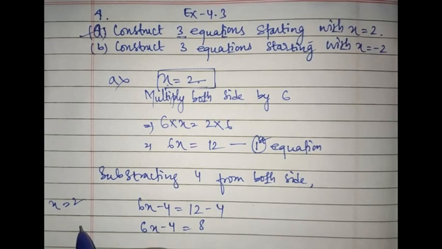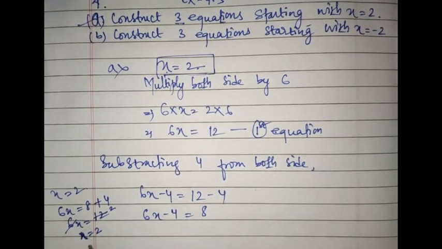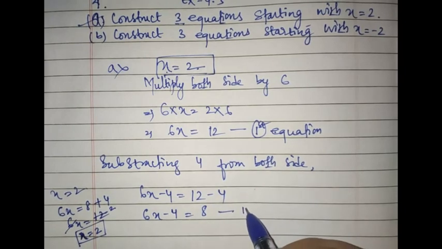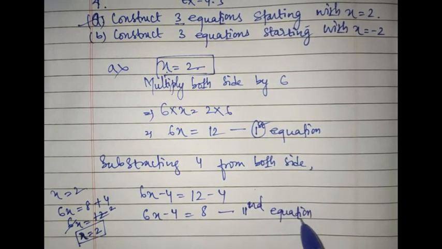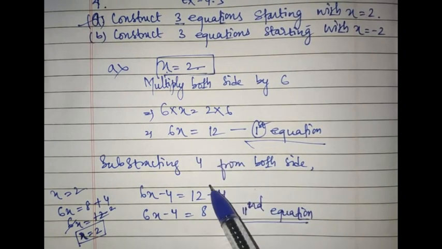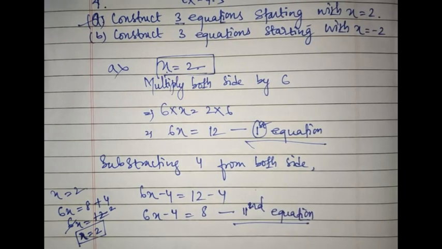Just take it in the rough paper, that 6x is equal to 8 plus 4. Now 6x is equal to 8 plus 4 is 12, and 6 1s are 6, 6 2s are 12. So your x value will remain 2 only. This x value won't be changed. Just see, is it changed? No. So we can consider this as our second equation. Our first equation is this, second equation is this. We have converted the first equation by subtracting 4 on both sides, and we formed a second equation also.